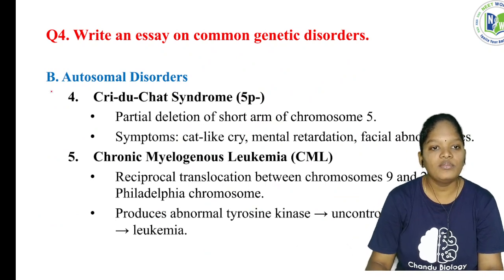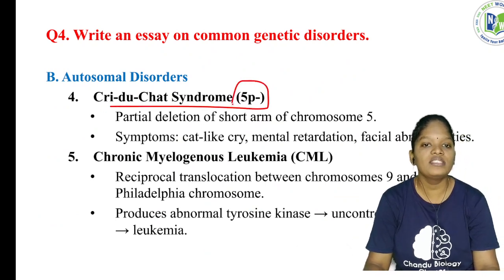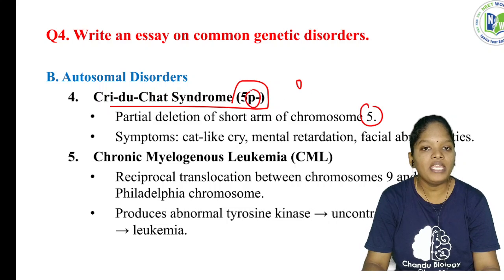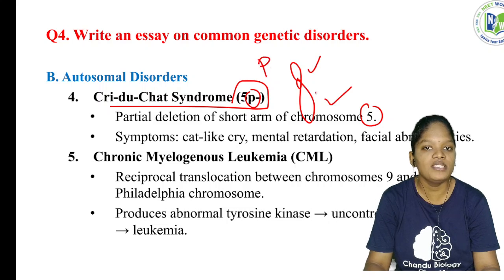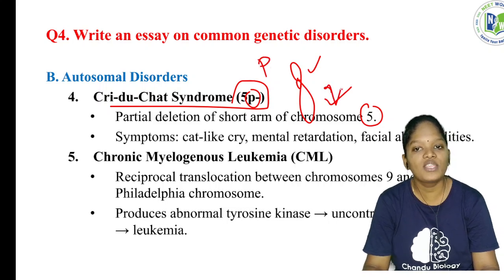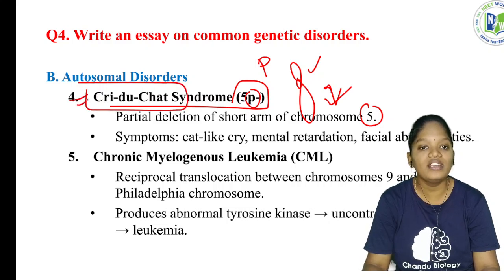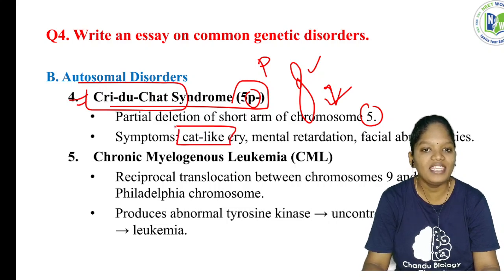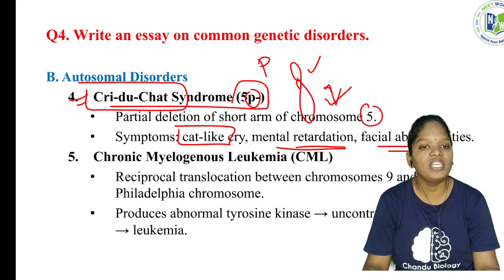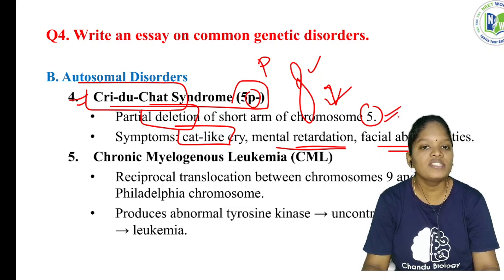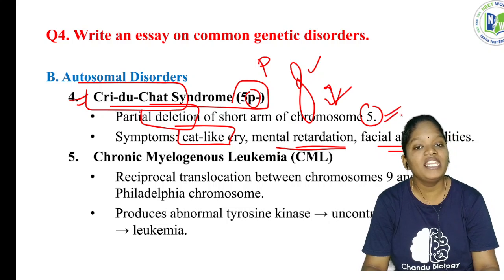Another, the fourth, is Cri-du-chat syndrome. This involves chromosome 5. What is meant by P? In a chromosome, this is the short arm and this is the long arm, and the short arm is considered P and the long arm is considered Q. In Cri-du-chat syndrome, whenever the person cries, it sounds like a cat's cry. Mental retardation and facial abnormalities are present. There is a deletion of some genes in chromosome 5, particularly in the short arm.